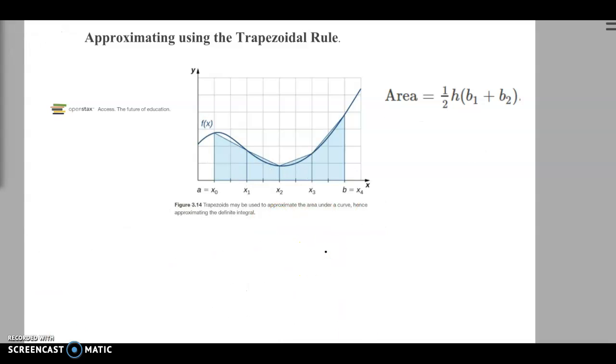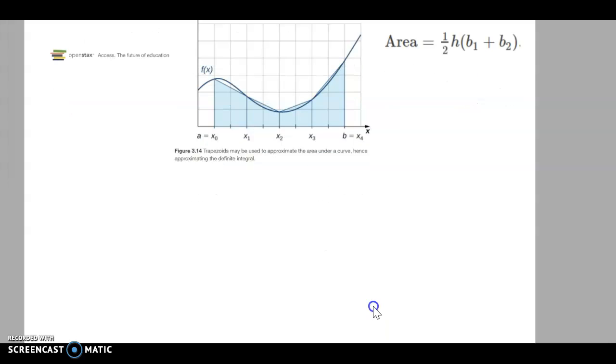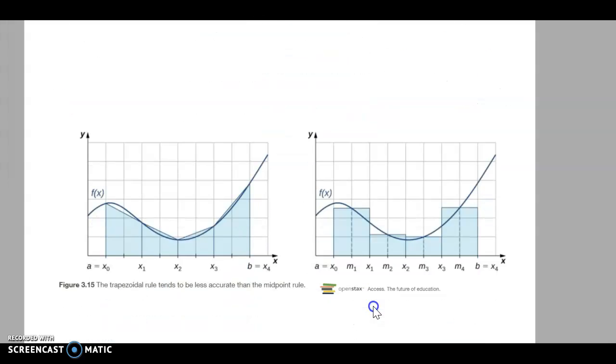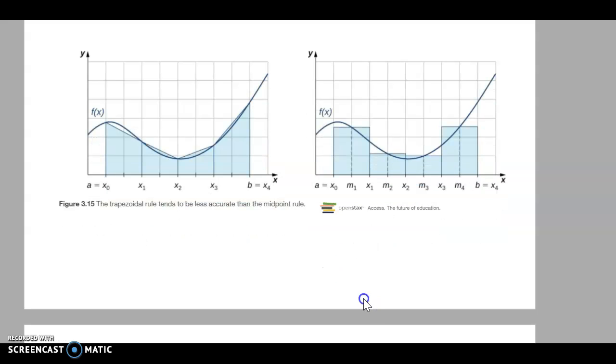I'll show you what the definition looks like. Okay, so let's talk about this first. This is a comparison. This is our trapezoidal rule over here on the left-hand side, and this is showing our midpoint rule on the right-hand side. You can see it looks like the trapezoidal rule would be our closest approximation, but most of the time it really is not. Most of the time, this midpoint rule is our closest approximation, because you always have a little bit of overestimation and a little bit of underestimation on every single one of them.